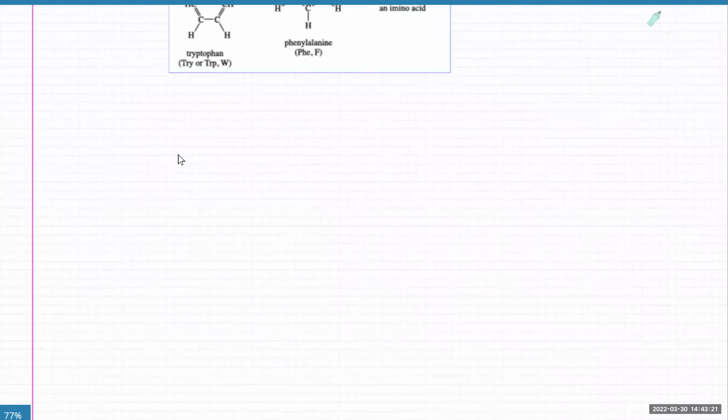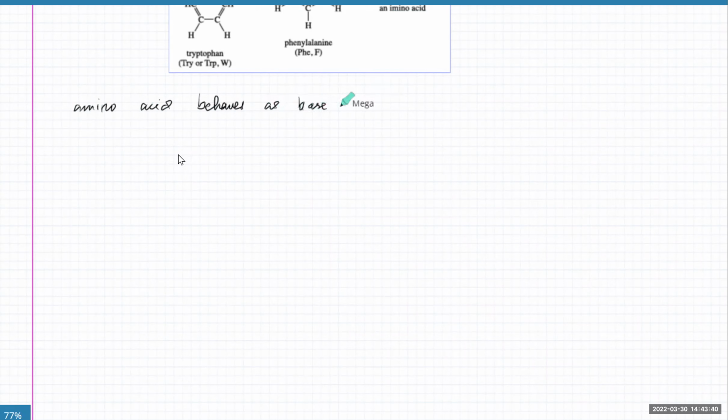So if I have an amino acid, it behaves as a base in acid solution. And they might ask you to write an equation for that.